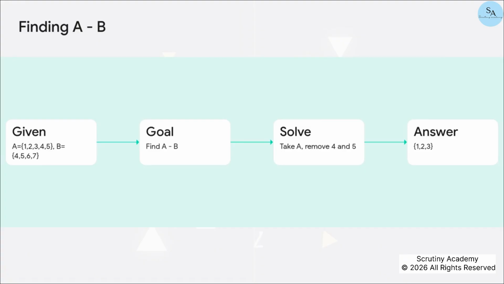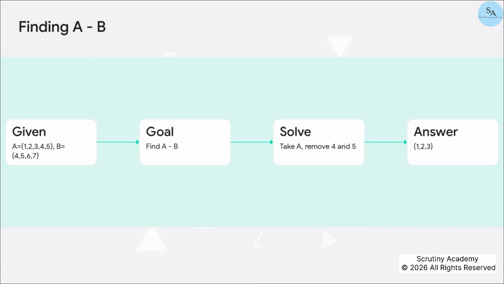Let's conquer a hard, board exam level example together. Given, set A is 1, 2, 3, 4, 5. Set B is 4, 5, 6, 7. Asked, find A minus B. Let's solve it step by step. First, we start with our base, set A. We just calmly list it out.